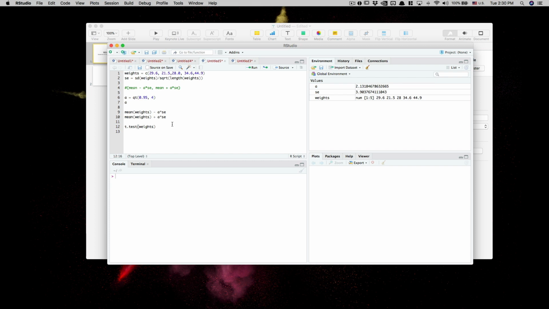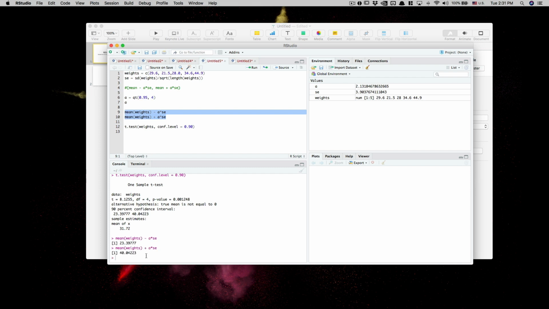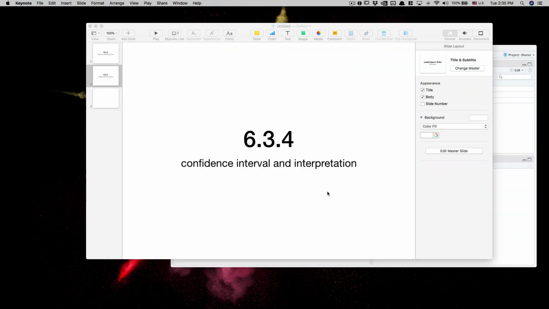However, we can use a built-in function in R and avoid all of this hassle. That command is t.test. What we have to do is just pass in the weights here, and because we are talking about a 90% confidence interval, we have to specify that, because the default value is a 95% confidence interval. So conf.level has to be 0.90. We will get the confidence interval which goes from 23.4 to 40.04, and let's compare this with what we just got. It is identical.